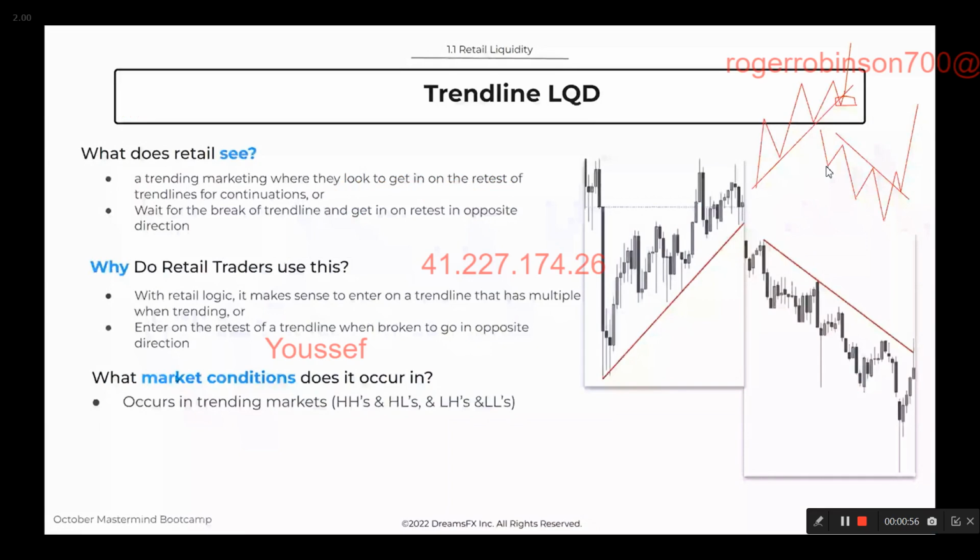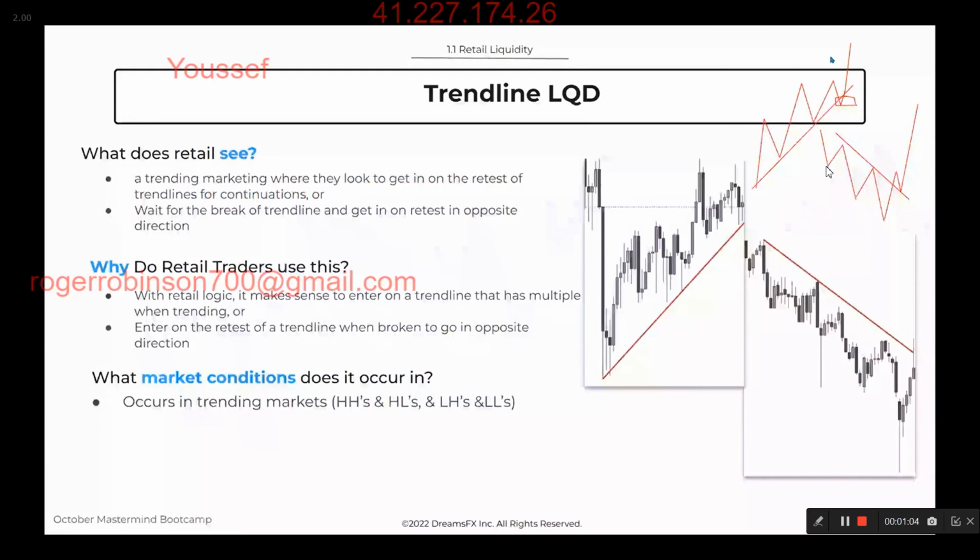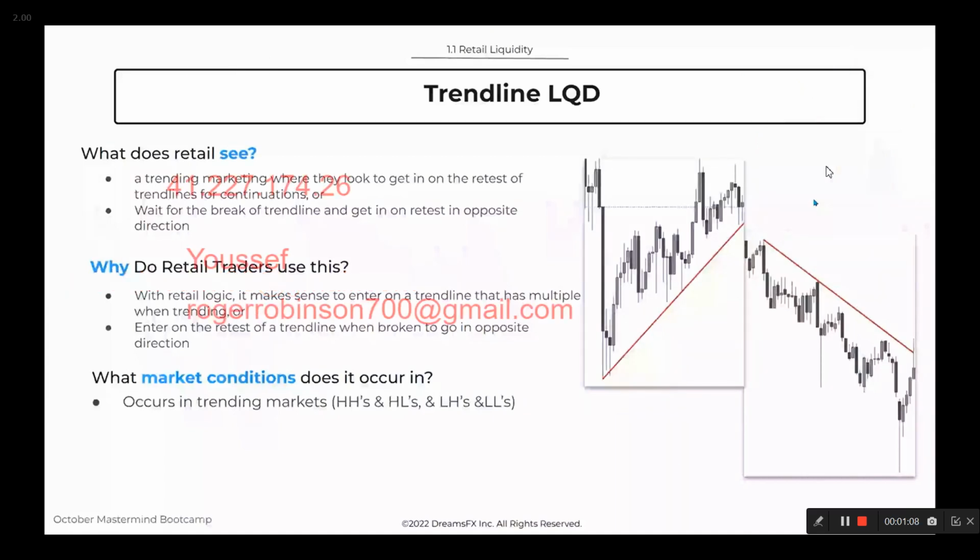What market conditions does this occur in? It occurs in trending markets, higher highs and higher lows, lower highs and lower lows. Again, you're learning all of these not because you're always going to be consciously aware of them, but you should always be aware of them. What you're going to be learning is where one thing tells you where everything loses.